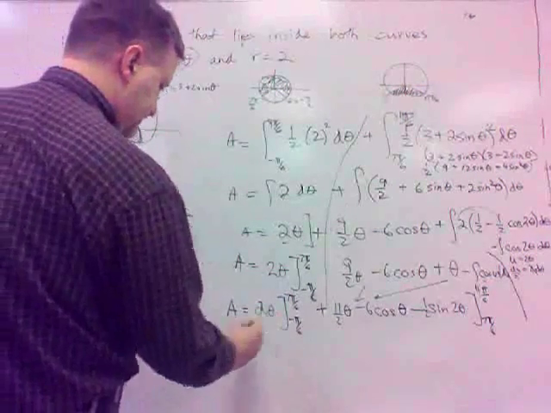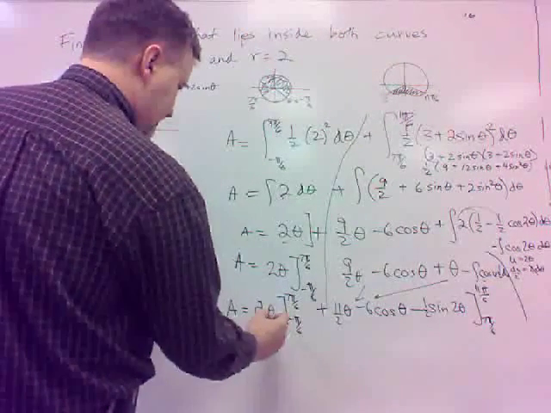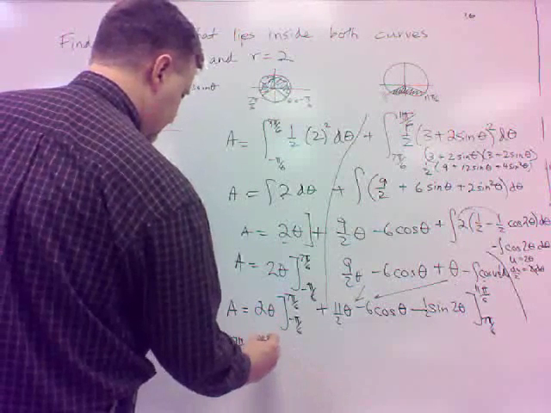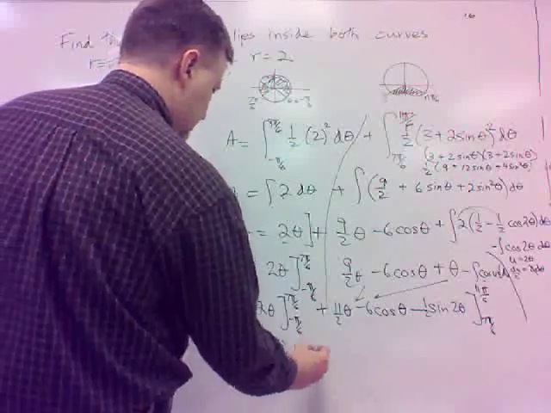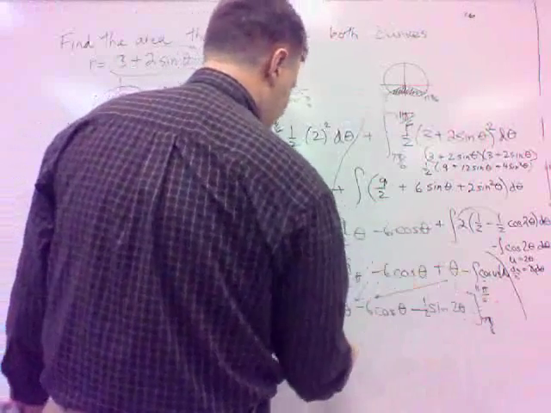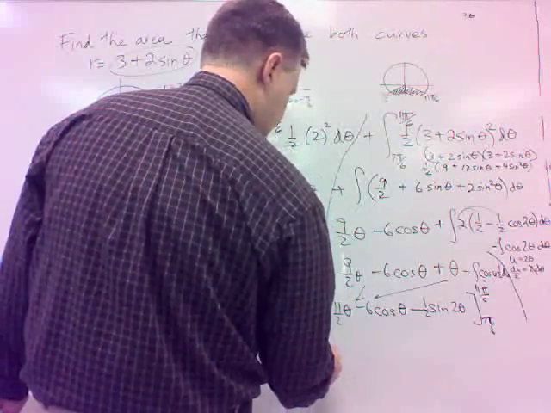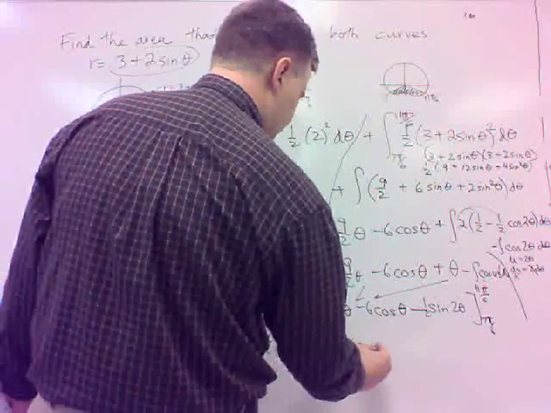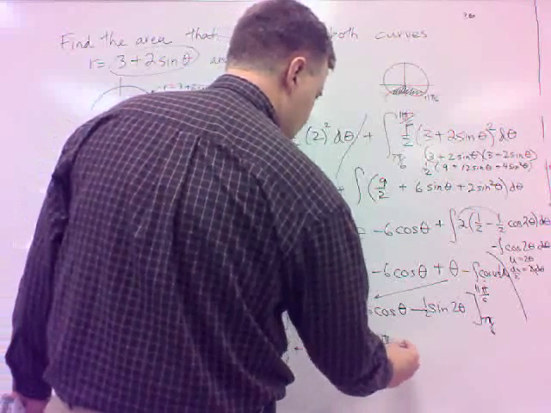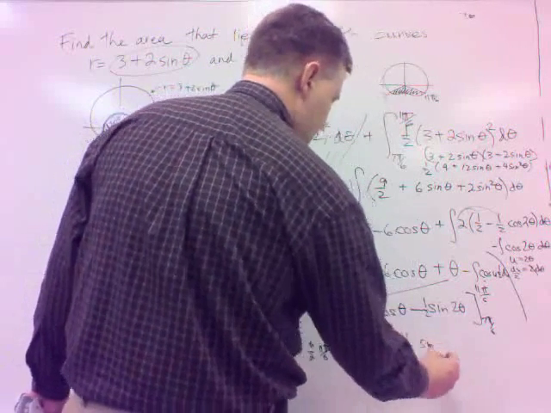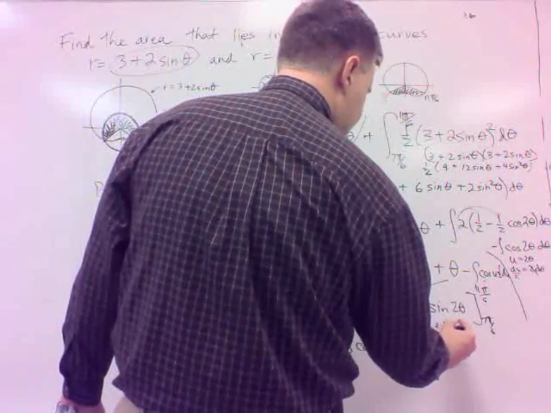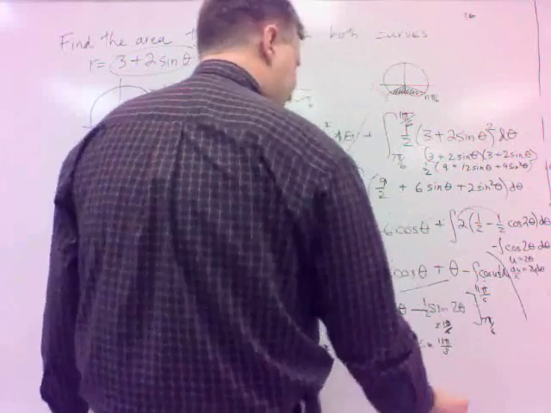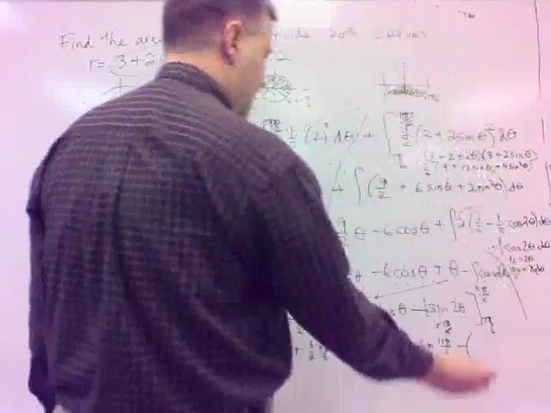Okay, well, now, plug those in. 2 times 7 pi over 6 minus 2 times negative pi over 6. To these, I'm going to plug in 11 pi over 6. So it would be 11/2 times 11 pi over 6 minus 6 cosine of 11 pi over 6 minus 1/2 of sine, well, 2 times 11 pi over 6 would be 11 pi over 3. And then subtract, plug in 7 pi over 6.